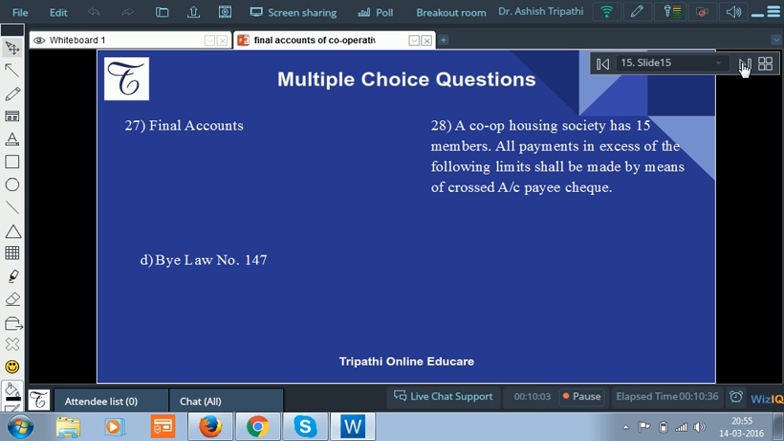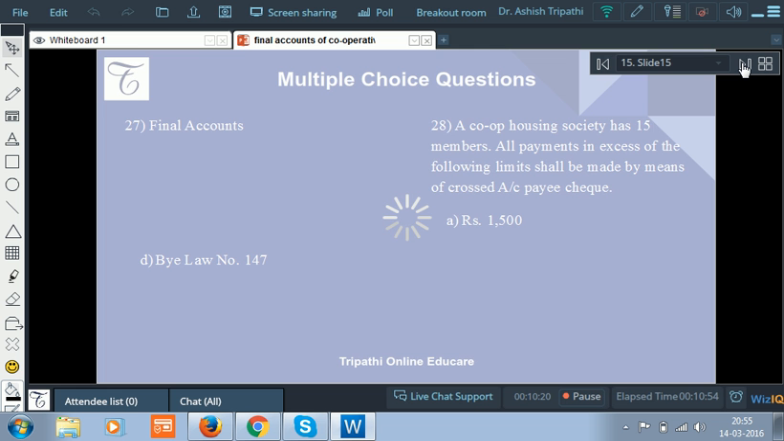28. A cooperative housing society has 15 members. All payments in excess of the following limits shall be made by means of crossed account pay check. A, rupees 1500. B, rupees 3000. C, rupees 4500. D, rupees 5000. And the correct answer is A, rupees 1500.